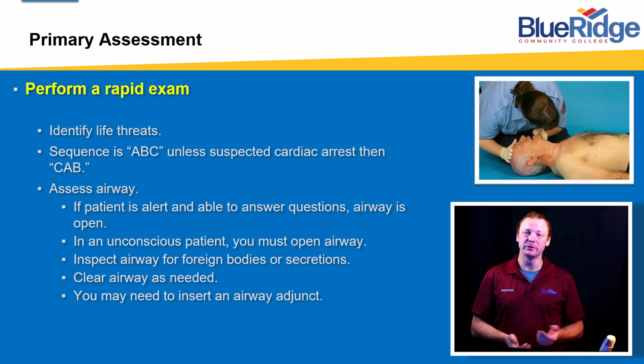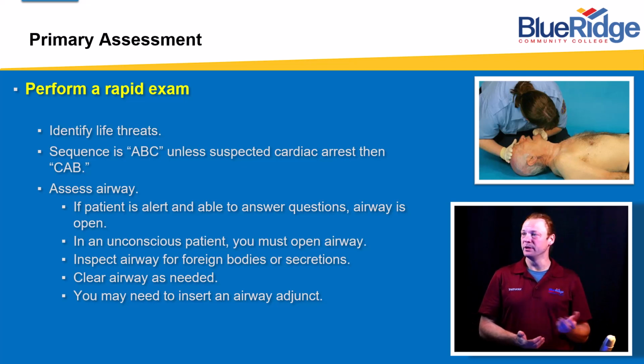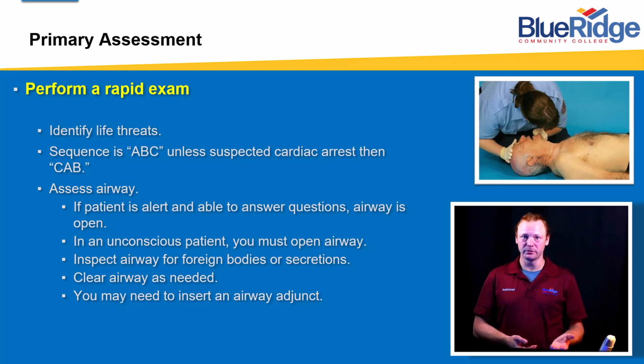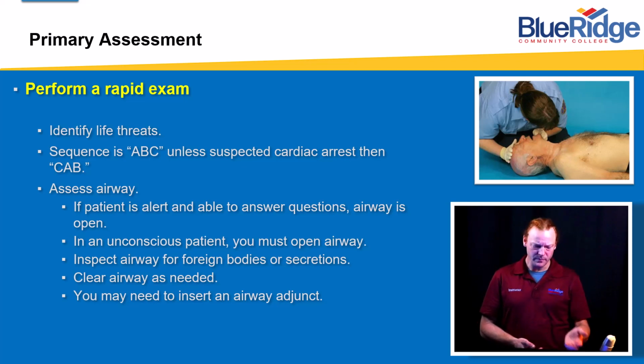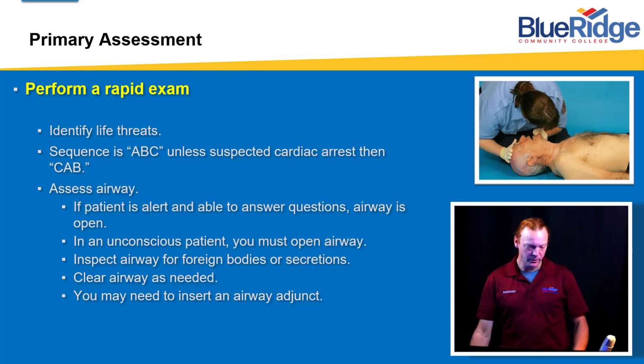Unless you suspect that they're in cardiac arrest, which we learned about in our previous chapter 8 on CPR, and then we're going to revert to CAB, which is circulation, airway, breathing. If we assume cardiac arrest, we're going to start with chest compressions and then address our airway and then our breathing. When we address our airway, that's simply opening the airway, and then we start ventilating for them.